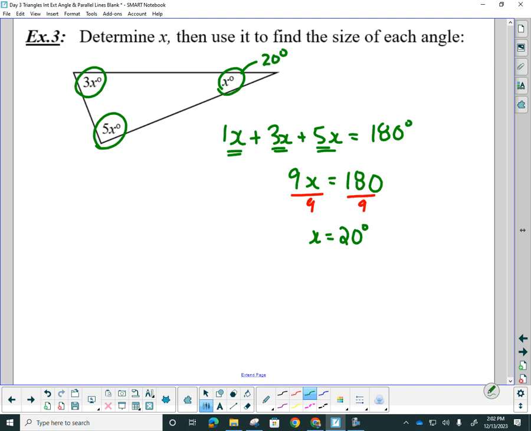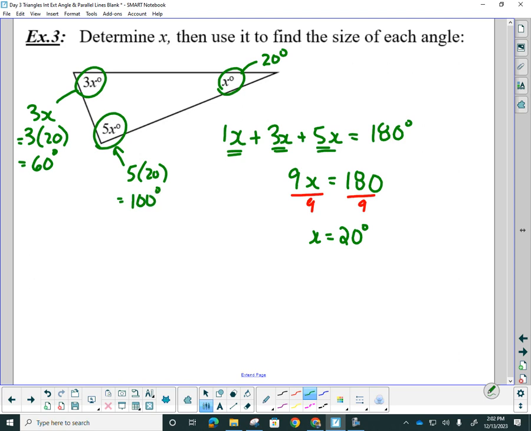Now that doesn't mean the other sides are 20, but it does say that if x is 20, this one is 3 times x. So 3 times 20. It's 3 times bigger, so that's 60. So that angle there is 60. And then the last angle is 5 times 20, which gets me 100.